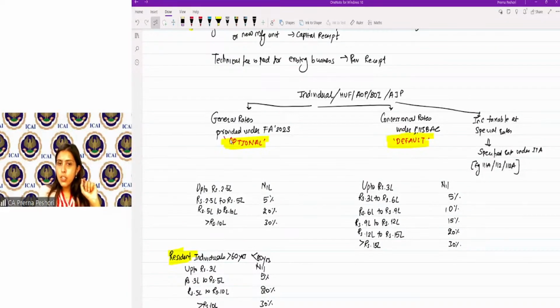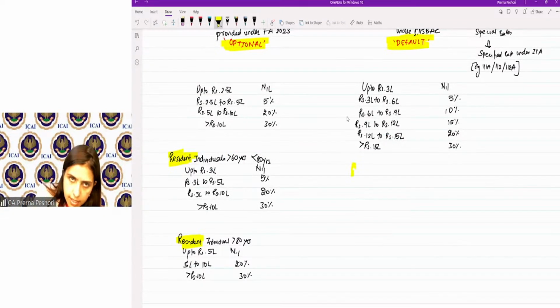For 115BAC, you cannot claim certain exemptions and deductions. And what are those? Now let's discuss in detail. So for the concessional tax rate to be taken, as I said, this is a default scheme. This is the default tax rate. And what are the conditions? That you cannot claim, while computing your total income, the following exemptions or deductions.